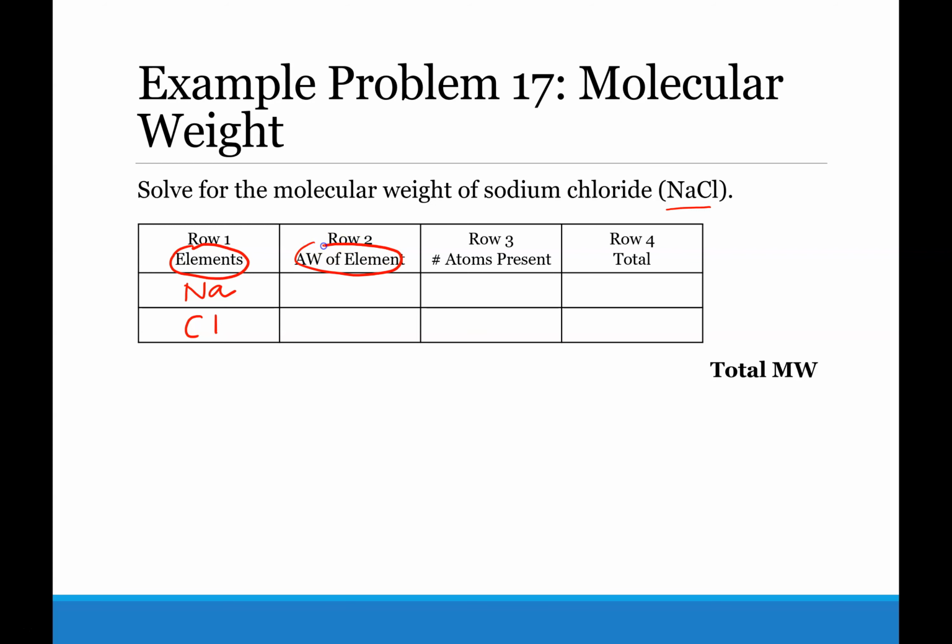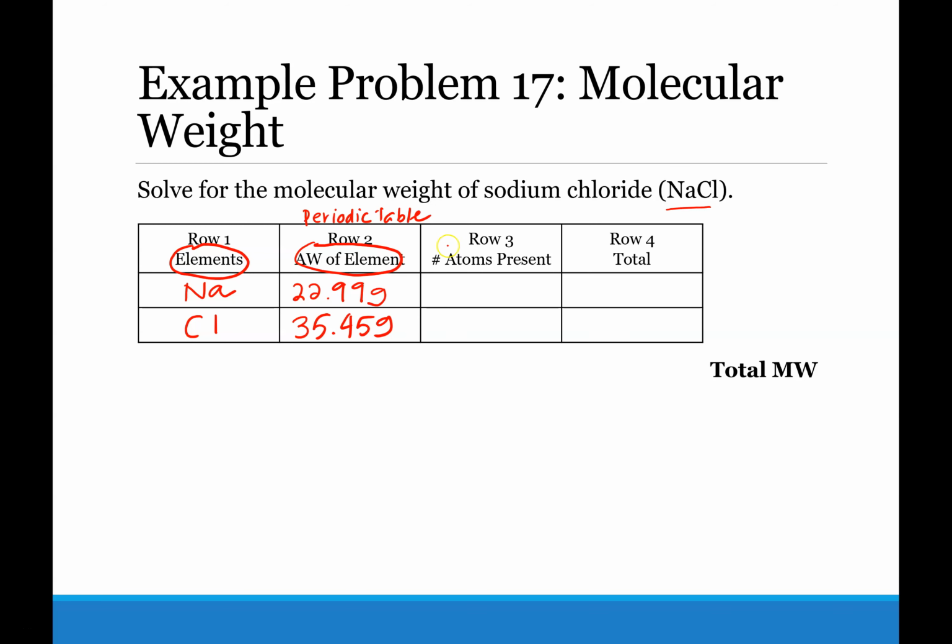The second row takes the atomic weight of the elements from the periodic table for each element. So we know that sodium chloride is an ion, so sodium and chlorine are going to be on opposite sides of the periodic table from each other. So in group 1, there's sodium, element number 11. The mass of sodium is 22.99 grams. And all the way on the other side, chlorine is element number 17, and its atomic mass is 35.45 grams.